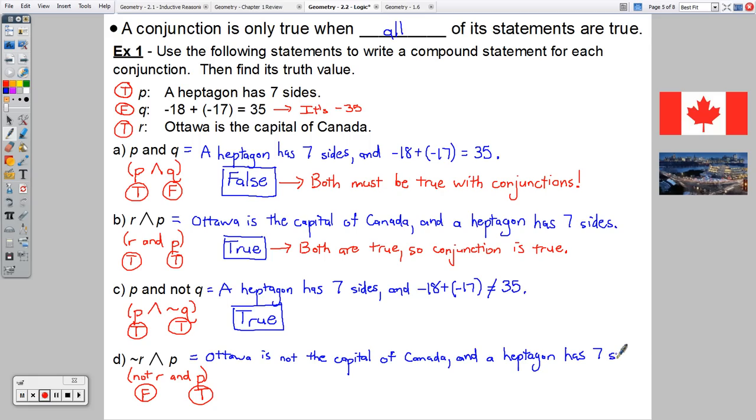has 7 sides. I have some Canadian friends. They do say eh, and they say aboot instead of about. And I'm going to go out and aboot on a boat.